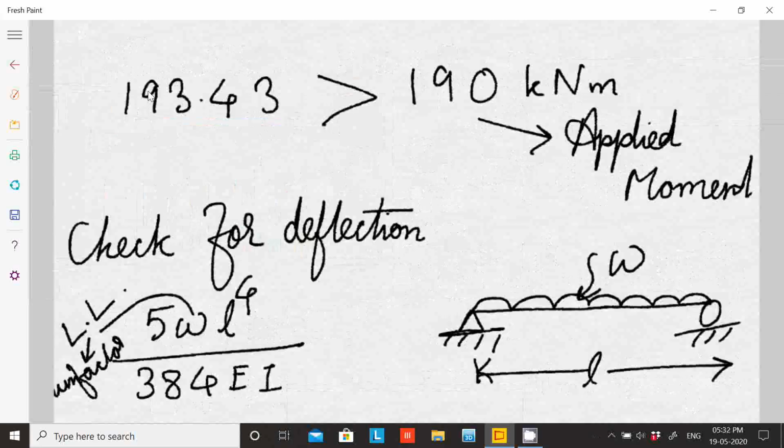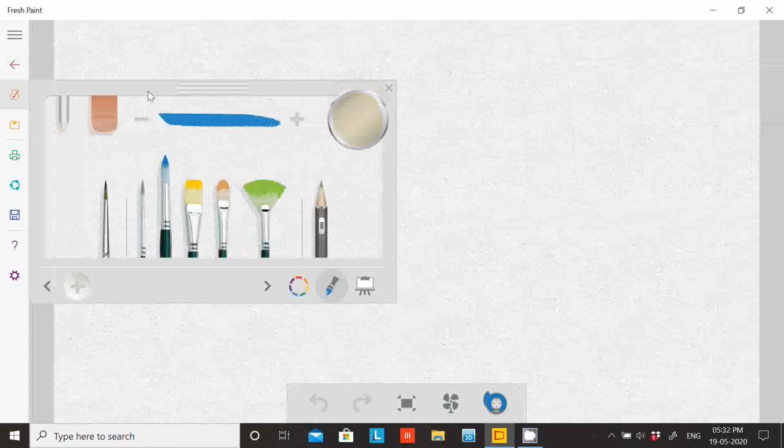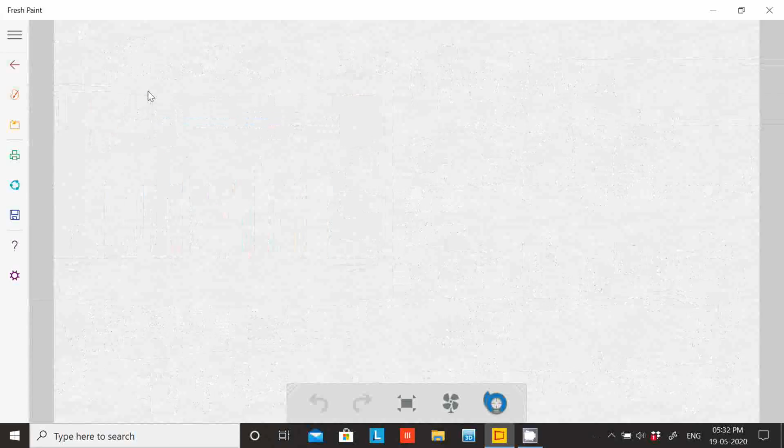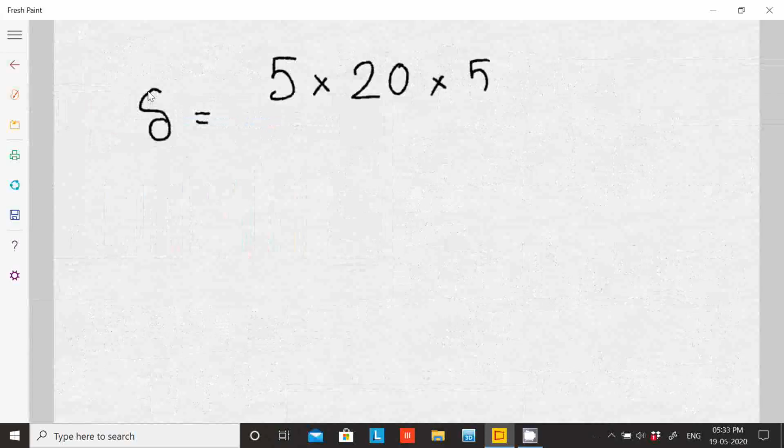Unfactored. That means in case of W, you have to write the unfactored live load. So that you should always remember. So if we now try to solve it, what we will get? Deflection is equal to 5 into the unfactored live load, which is 20, L^4 is 5 to the power 4.